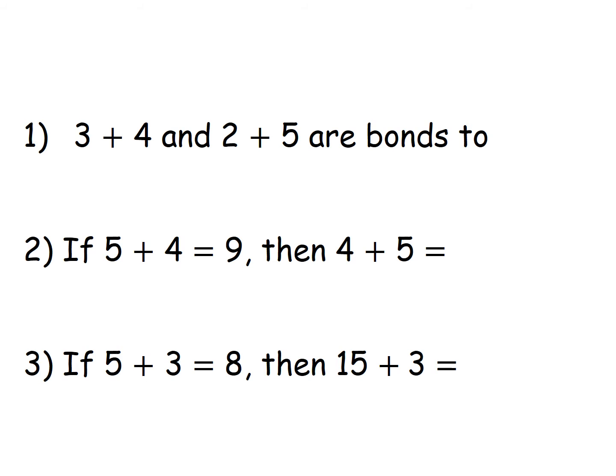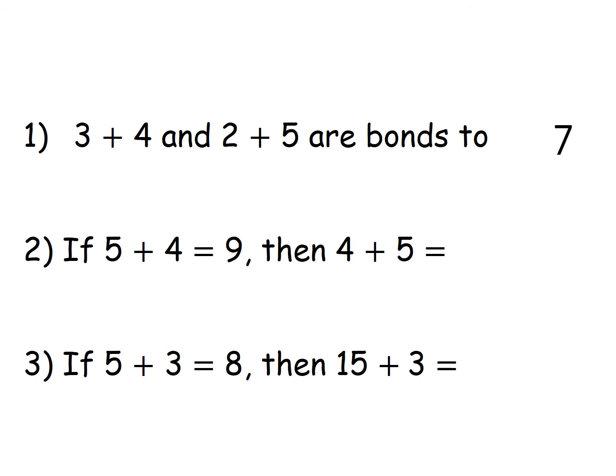Okay, super. So 3 and 4 and 2 and 5 say they are number bonds. So they are related because 3 and 4 make 7 and 2 and 5 make 7. So they are related because they are both number bonds to 7. Let's have a look at the next one.